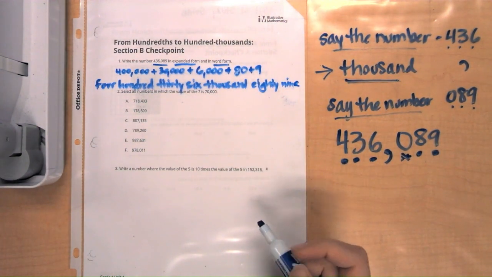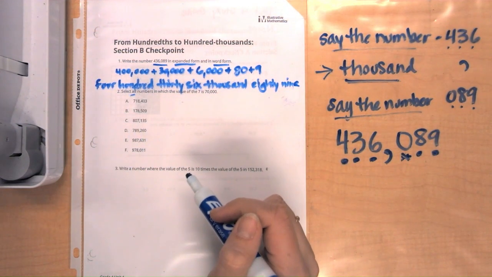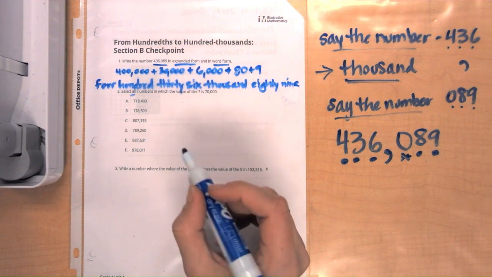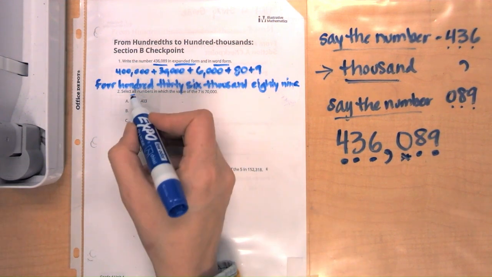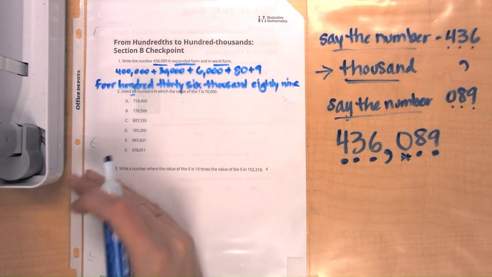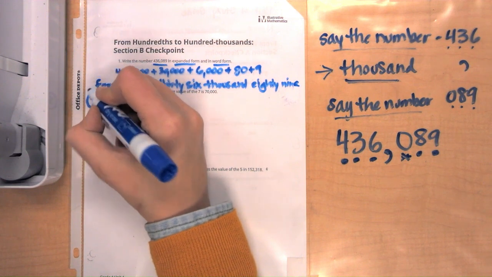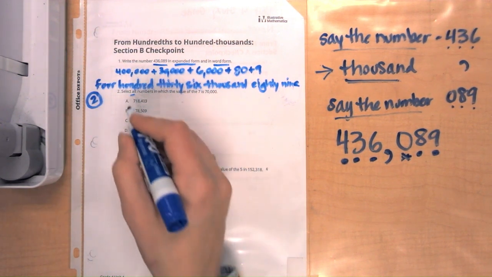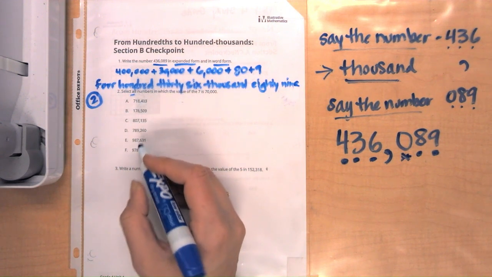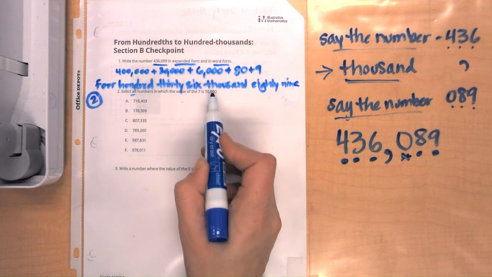So, number 2, select all the numbers in which the value of the 7 is 70,000. Now, in a normal test, I didn't do this on the study guide, but normally I will never have the word all there. I will always have a number. I will tell you how many you're looking for. We're actually looking for 2. We're looking for 2 numbers of these 6, where the value of the 7 is 70,000.